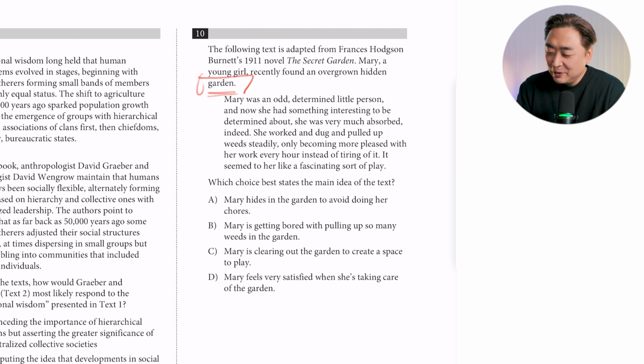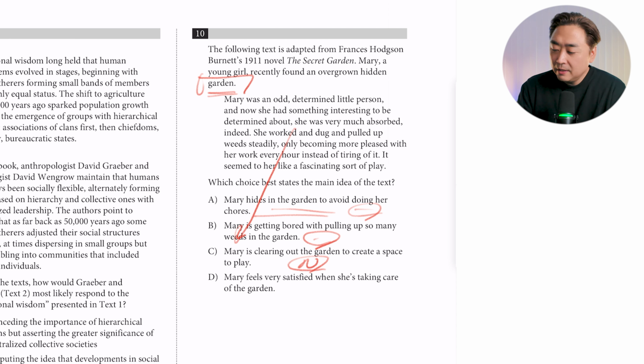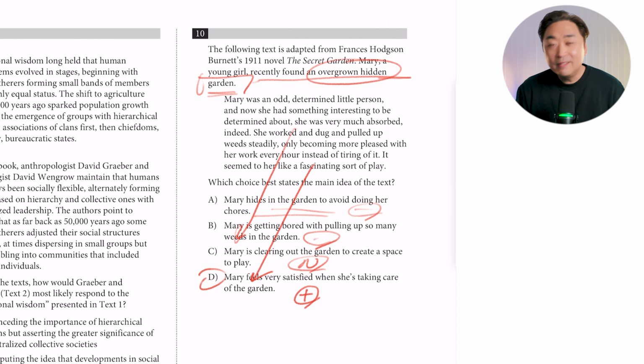A, Mary hides in the garden to avoid her chores. That's quite negative, which is not true. B, Mary's getting bored with pulling up so many weeds from the garden, which is kind of negative too, which is not true. The entire passage is very positive. C, Mary is clearing out the garden to create space to play, which is neutral, but it's not really what's happening. It says that I love the garden and it is a fascinating sort of play. So it's got to be very positive. The answer has to stay positive. If you look at D, Mary feels very satisfied, which is the only positive in the four answer choices, when she's taking care of the garden, which is exactly what it says. She found an overgrown hidden garden and she loves staying and working on it.